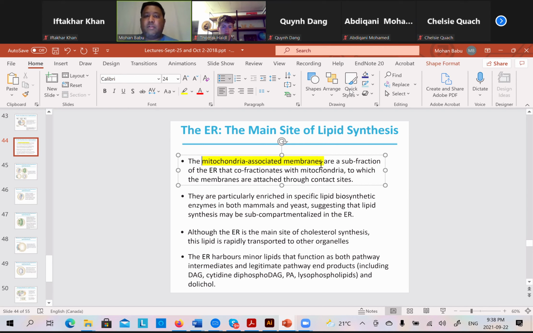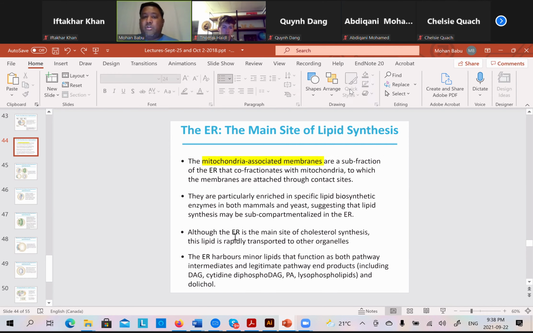So these are called MAMs, okay? Now they are particularly enriched in specific lipid biosynthetic enzymes in both mammals and yeast, okay? Suggesting that the lipid synthesis may be subcompartmentalized in the ER.